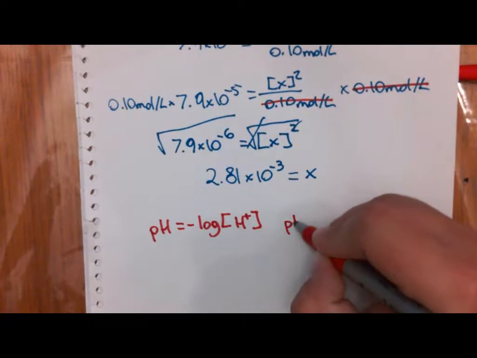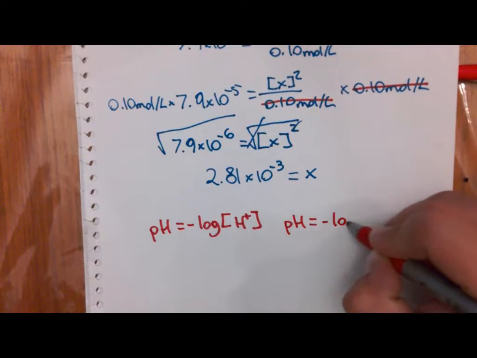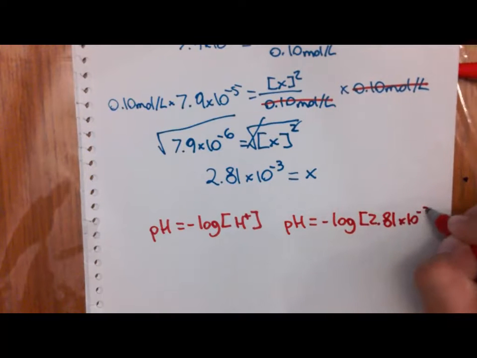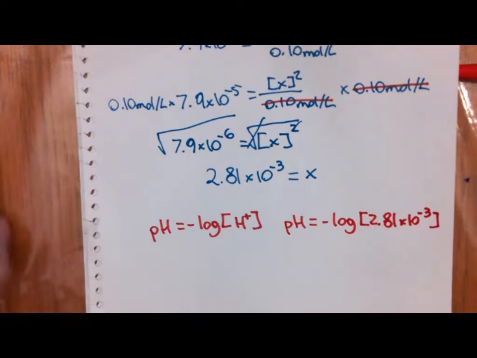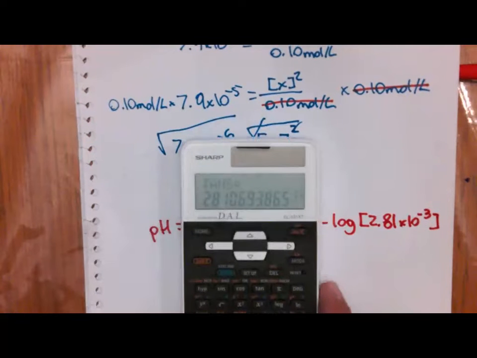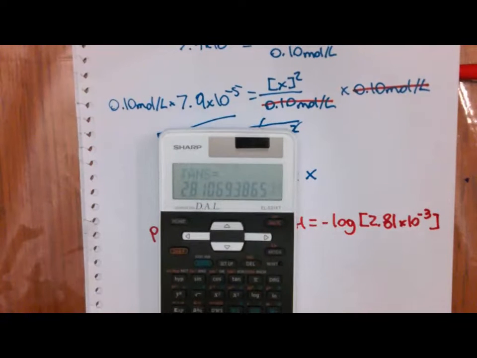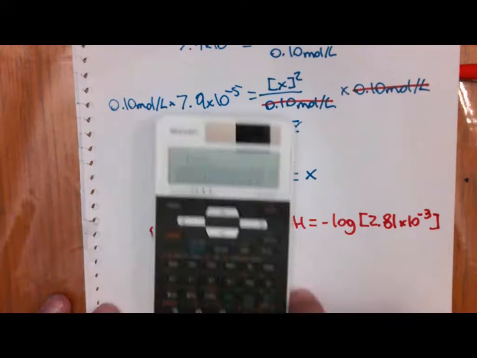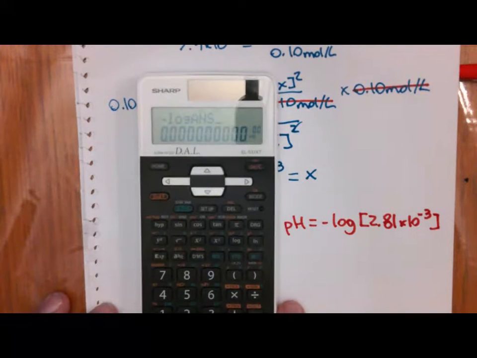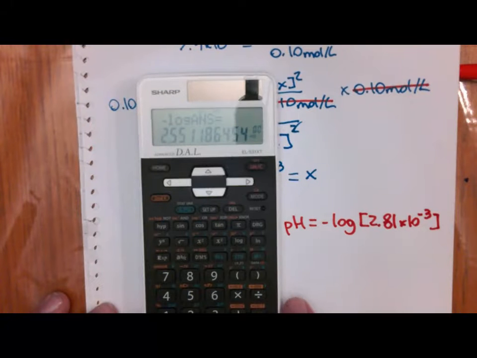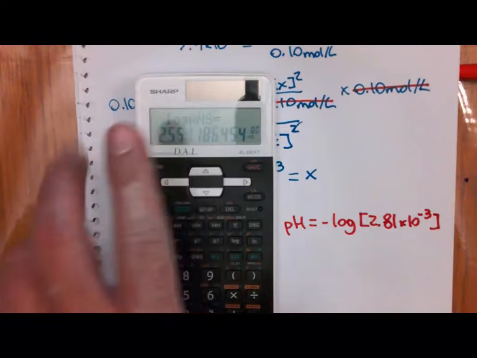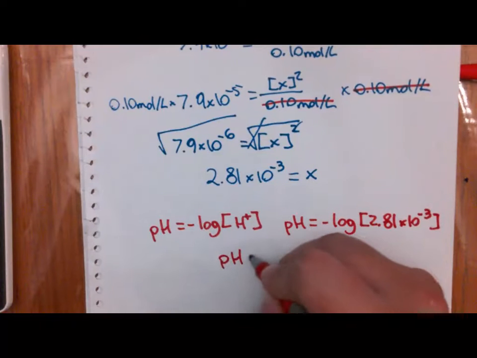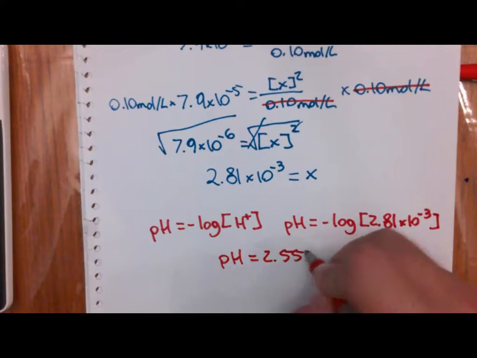So pH is going to equal the negative log of 2.81 times 10 to the negative 3 moles per liter. Right? So luckily I still have it on my calculator. So I'm just going to click negative log and then input my answer here, which is my 2.81 times 10 to the negative 3. And if I click equals, it's going to give me 2.55. So that means the pH of this solution is going to equal 2.55, right?